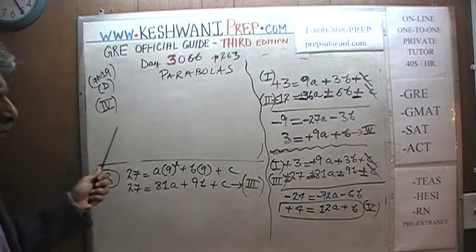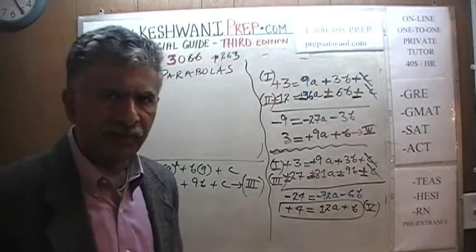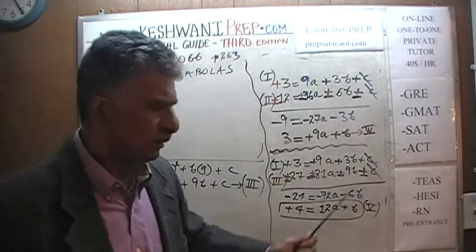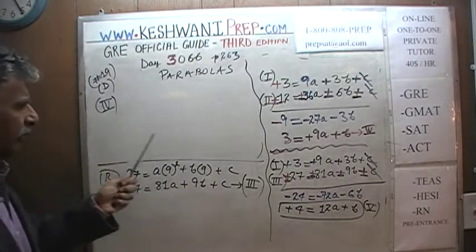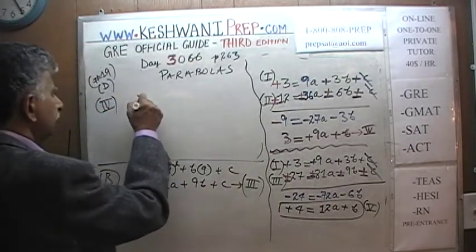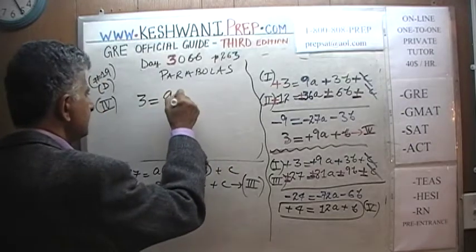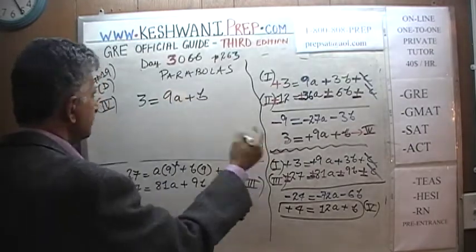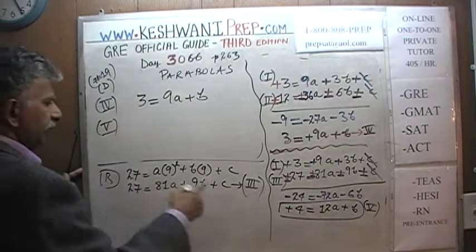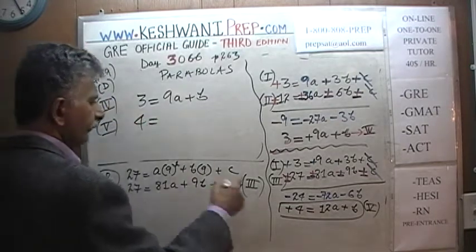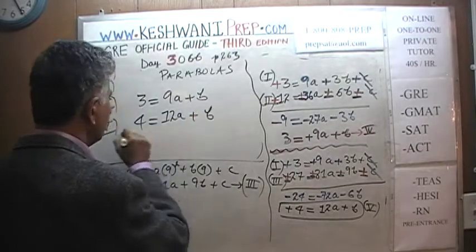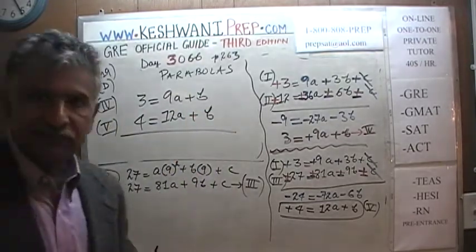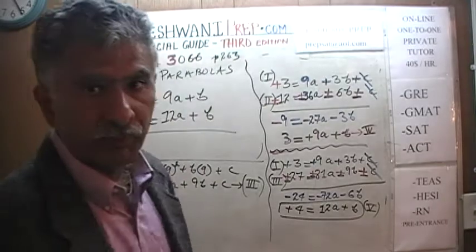always use Roman numerals to indicate equations, or letters A, B, C. Don't use the regular Arabic numerals because it has potential for confusion. Equation 4, which is right here, is 9a plus b. Equation 5, which is right there, is 12a plus b. Let's subtract equation 5 from equation 4.